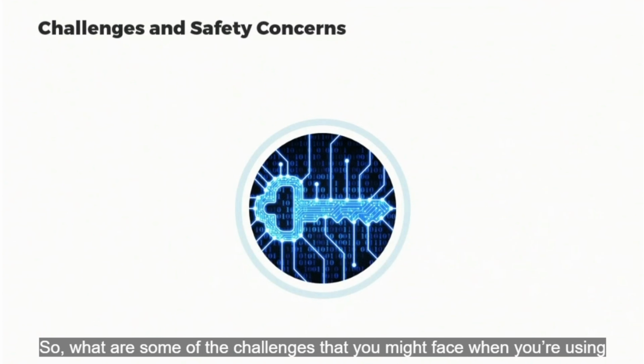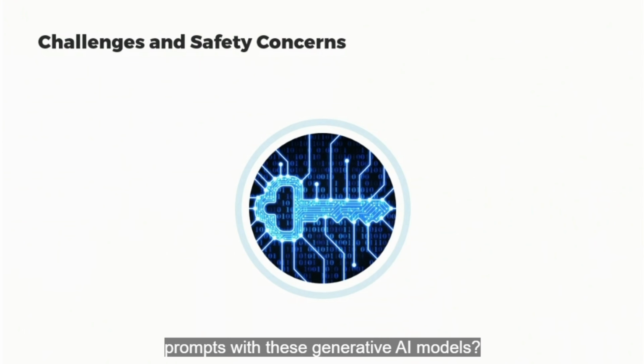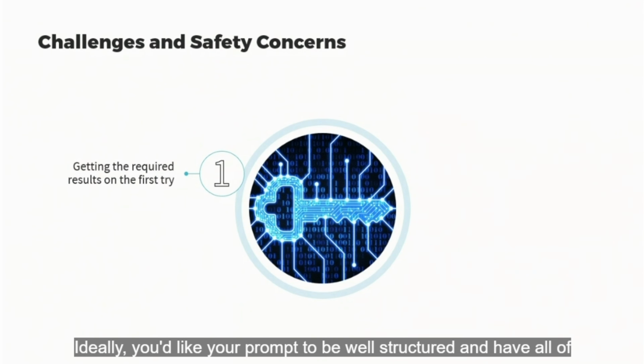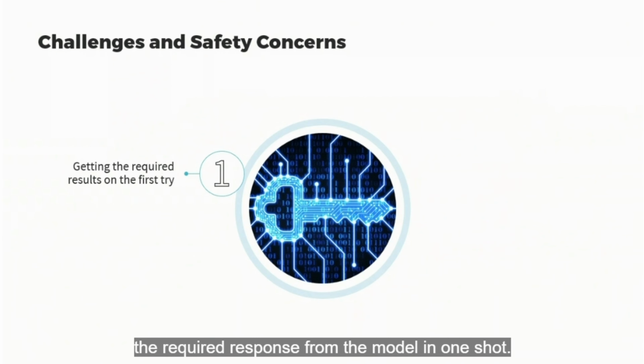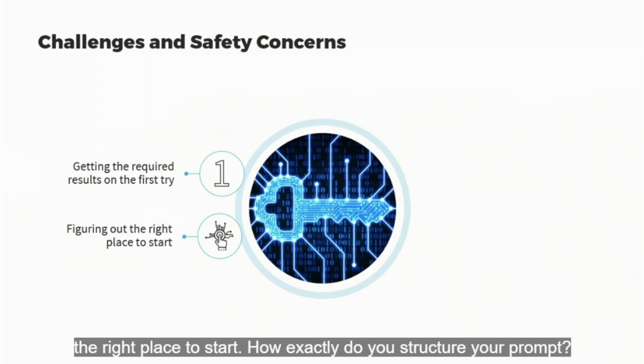So, what are some of the challenges that you might face when you are using prompts with these generative AI models? The first thing is, how do you get the required results on the first try? Ideally, you would like your prompt to be well structured and have all of the details and context embedded within it so that you get the required response from the model in one shot. Another challenge with prompt engineering is figuring out the right place to start. How exactly do you structure your prompt?